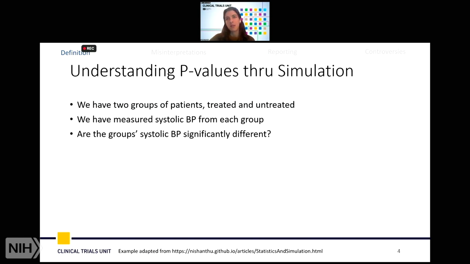I think it's helpful to try to understand what p-values are through simulation, using that definition and simulation to help us get a better understanding of what these are. So let's imagine a scenario where we have two groups of patients, a treated and untreated group, and we have taken systolic blood pressure from each group after treatment. And maybe we want to know, are the groups' systolic blood pressures significantly different from each other? It's a very basic question.